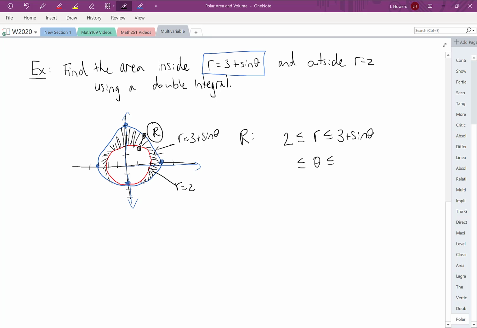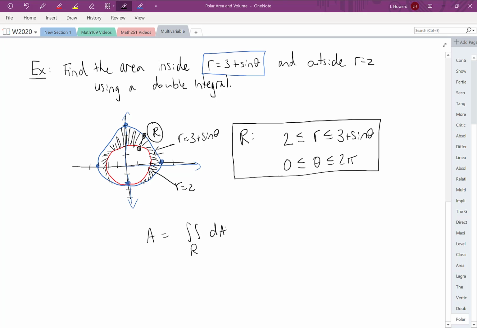And then as we cast a glance over our picture, what angles are we seeing in our region R? Well, all of them, everything from 0 to 2 pi. So that's a description of our region R. From there we can say area is going to be the double integral over our region R of dA. But if we want to make that dA explicit, we should write r dr d theta, because that's what dA is equal to in polar coordinates.